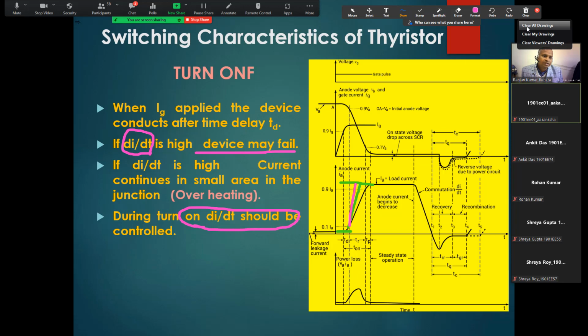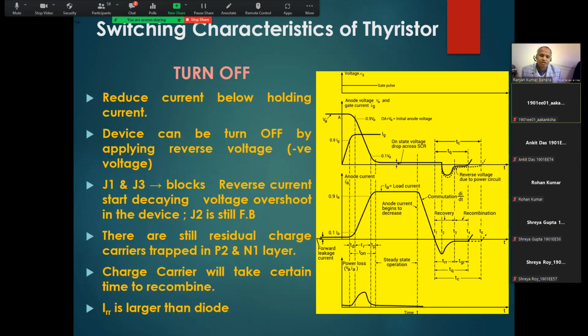And now, during turn off, what do you need to control? So during turn off, if you see here, when you have applied here, this is the turn off. It should be like this.